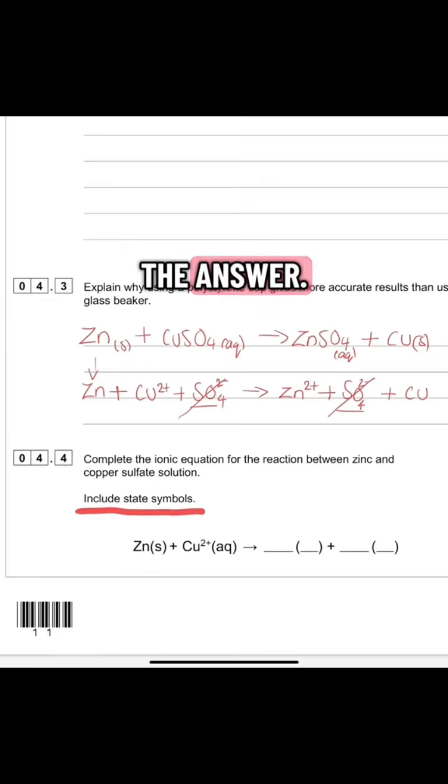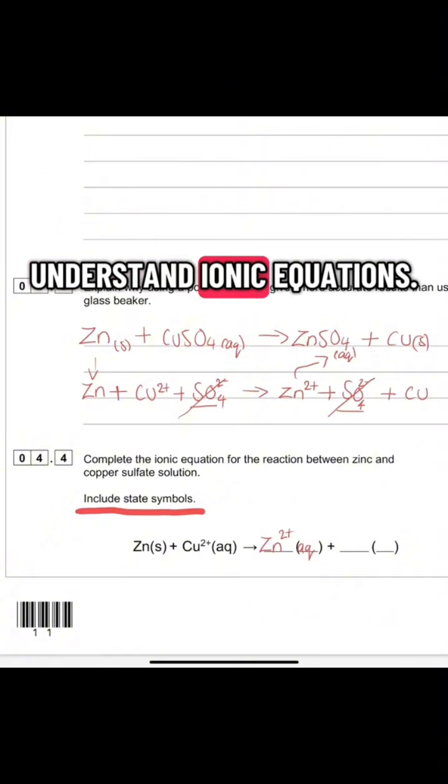The answer is going to be Zn2+. That's going to be aqueous. That's what you need to write in the brackets. And then we're going to have Cu, which is going to be copper, and that's going to be a solid state. I really hope that this has helped you to understand ionic equations.